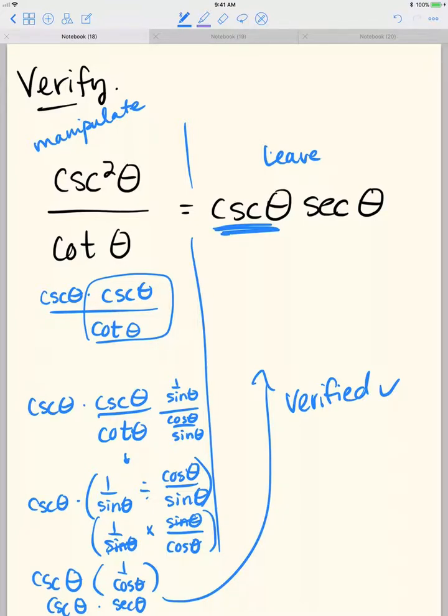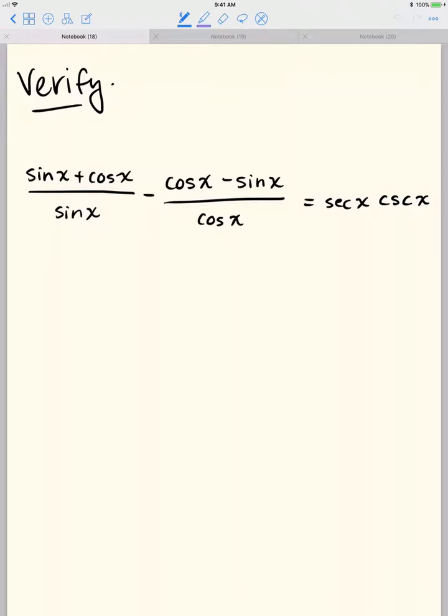Again, there wasn't really anything to substitute to begin with. The fact that I had 2 cosecants up top squared, I just broke them apart and then broke the fraction apart, which you can do because it's multiplication. Put like cosecant over 1. So verified.